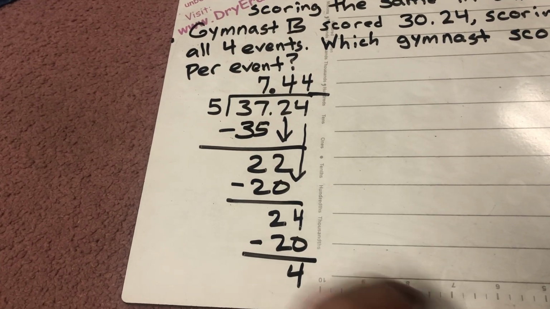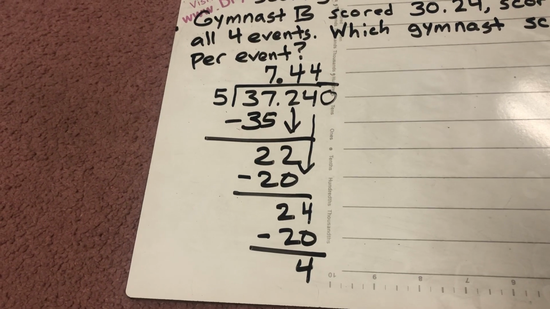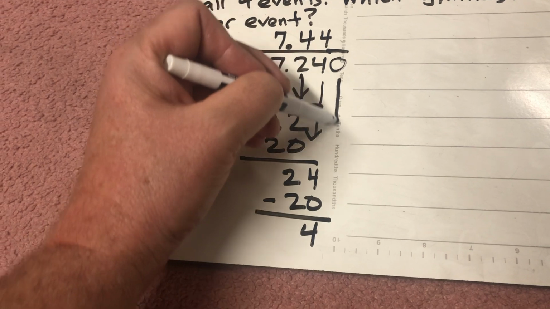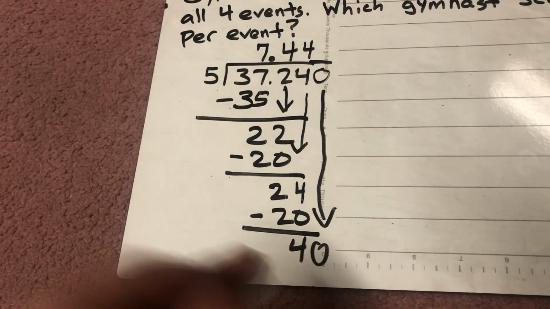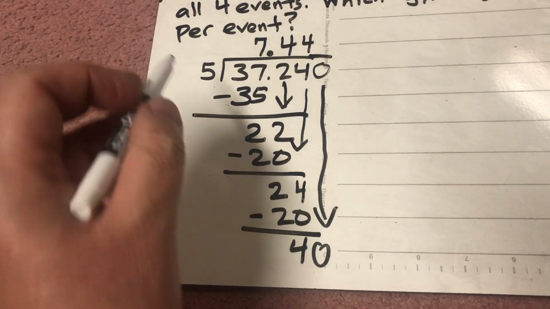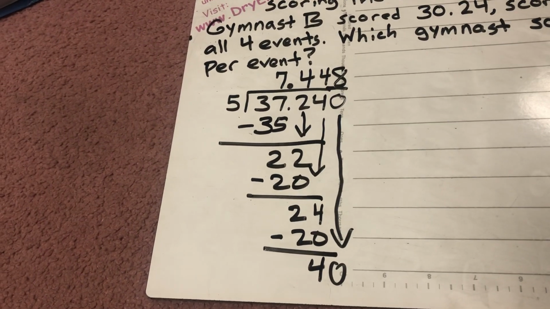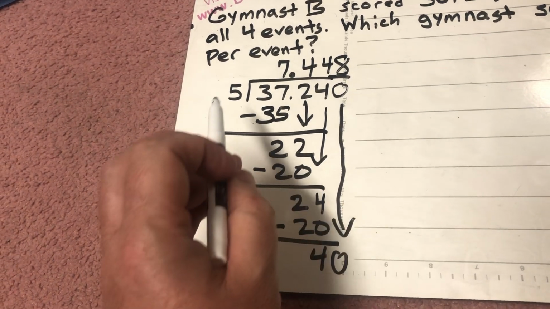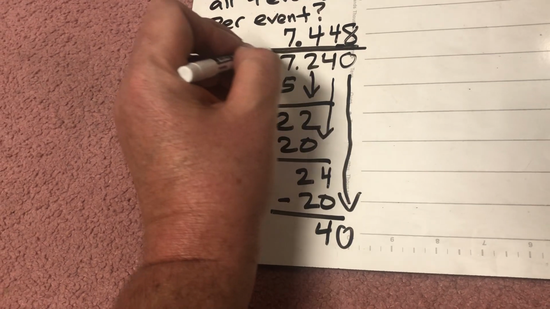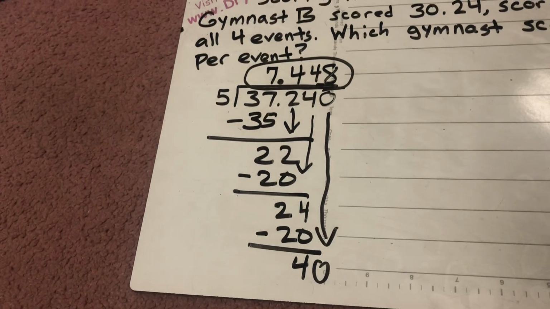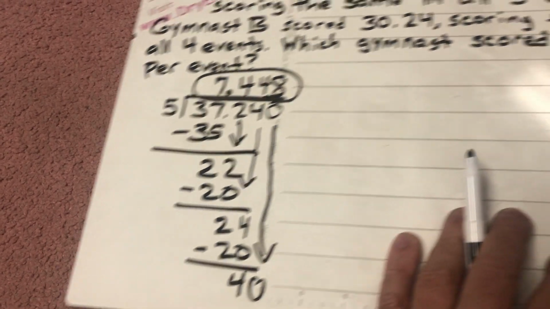I cannot end up with a remainder, so to not change the value of the 37 24/100, I just add a 0. I bring that 0 down, and then I say, well, how many times can 5 go into 40? Well, 5 can go into 40 8 times, and I can be confident that there will be none left over because 5 times 8 is 40. I end up with 7 448 thousandths. All right, moving right along.